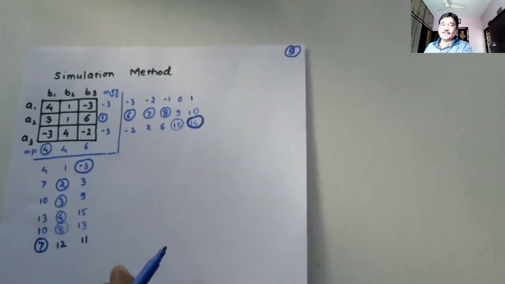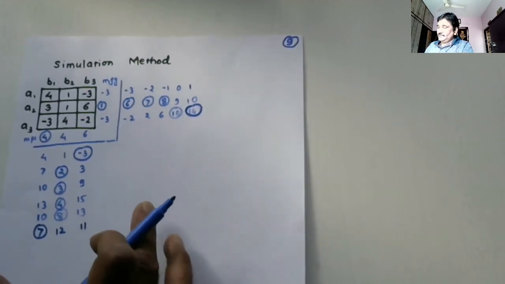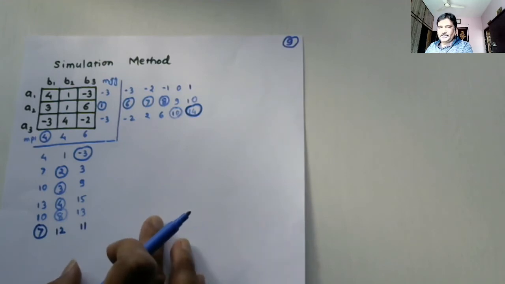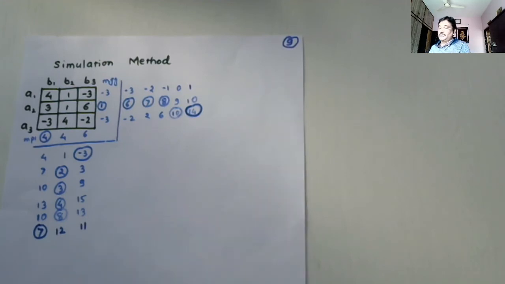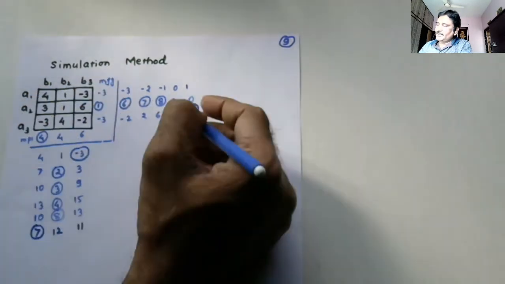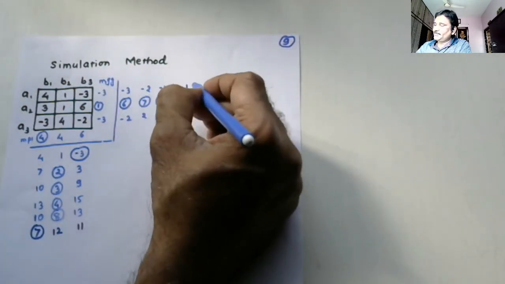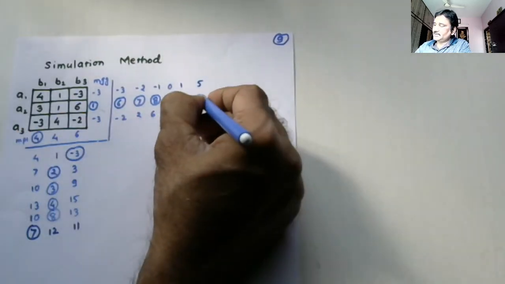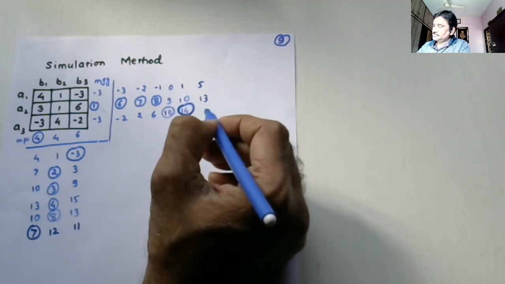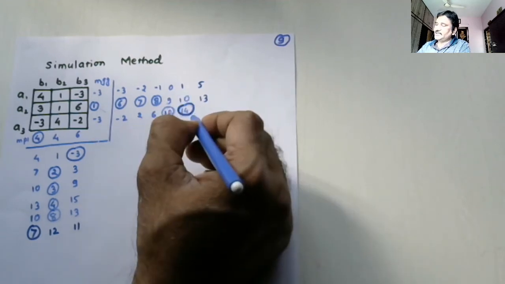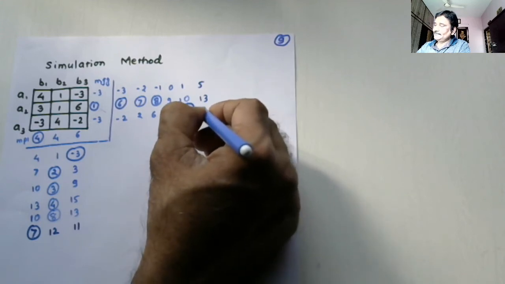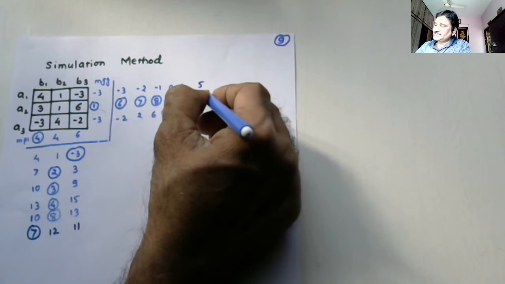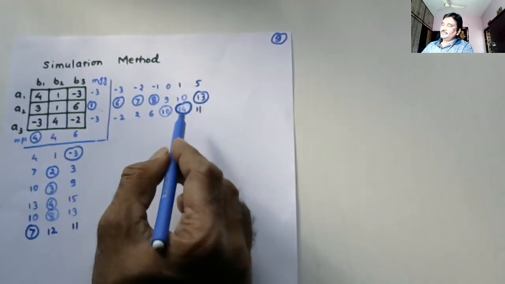This way you have to continue calculating. Manually, if you are doing it, you will be doing it 10 times, and if you are doing it on a computer, you will be doing it thousands of times. All right, so this value will be added to this one. 4 plus 1 is 5. Then 10 plus 3 is 13, and 14 minus 3 is 11. All right, now maximum is this again.